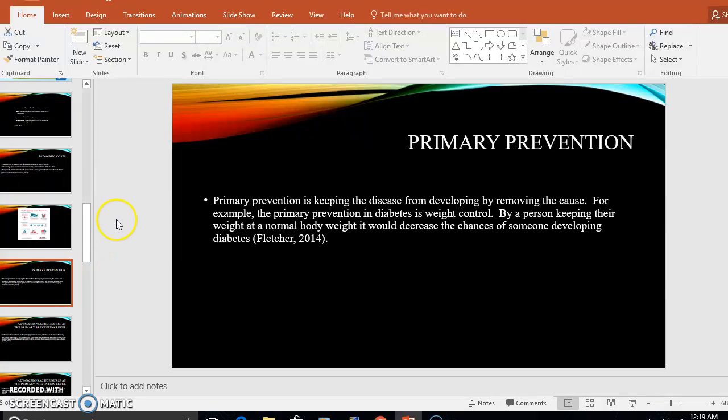Primary prevention. Primary prevention is keeping the disease from developing by removing the cause. For example, the primary prevention in diabetes is weight control. A person keeping their weight at a normal body weight will decrease the chances of developing diabetes.